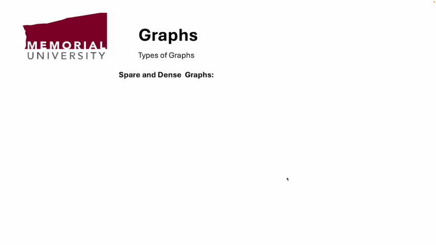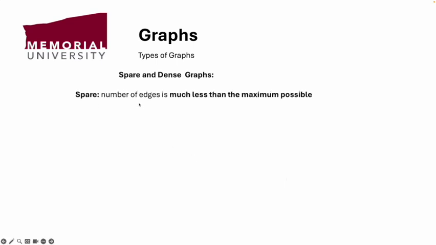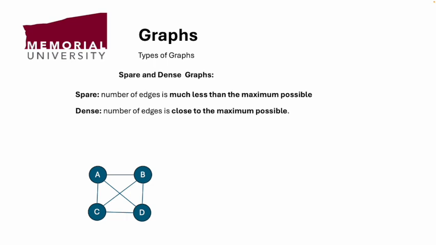Sparse and dense graphs. What is a sparse graph? Its number of edges is much less than the maximum possible. A dense graph has a number of edges close to the maximum possible. What do I mean? For example, this graph.